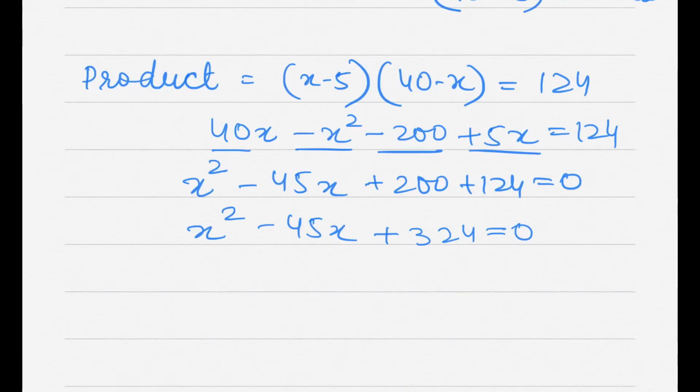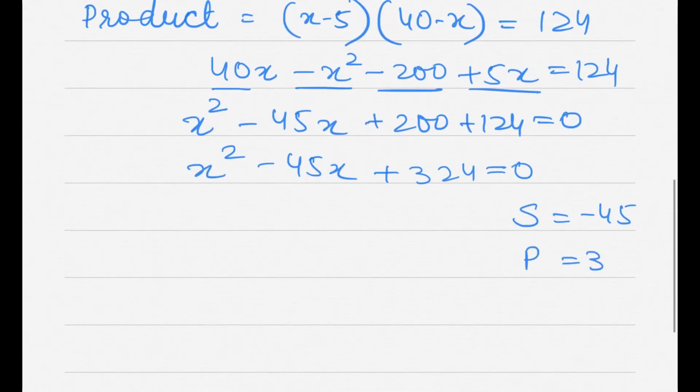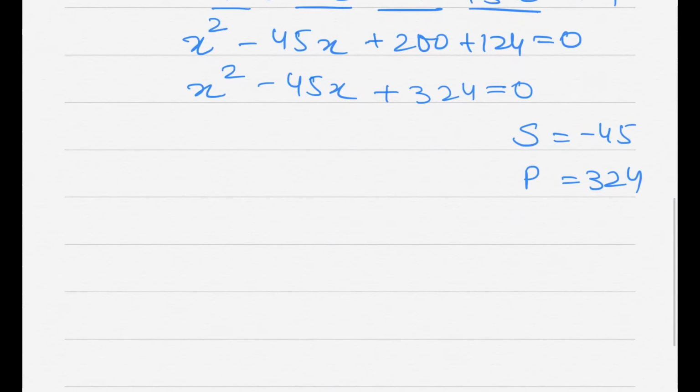So now we need to solve this. In this equation, my sum is equal to minus 45 and my product is equal to 324. The product is positive, right? So I have to find two numbers whose sum should be minus 45, so two negative numbers. So the sum has to be 45 and the product has to be 324. Okay, let me find out the factors. This is my little bit of rough column. We can always make it on the right hand side of the paper, right?